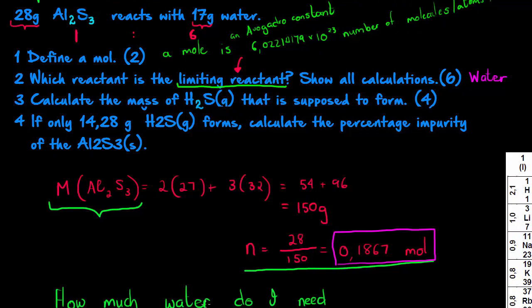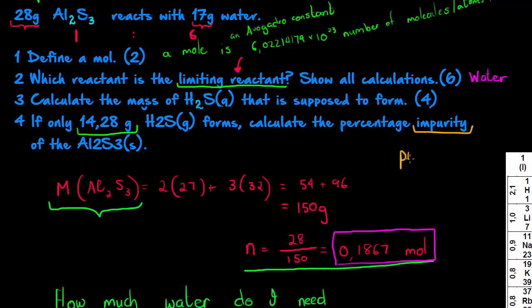Okay, finally, if only 14.28 grams of H2S forms, calculate the percentage impurity of the dialuminium trisulfide. Now this question at first glance is somewhat intimidating because you might not understand what they're asking. First of all, what do they mean by percentage impurity? Well, impurity refers to the opposite of pure.